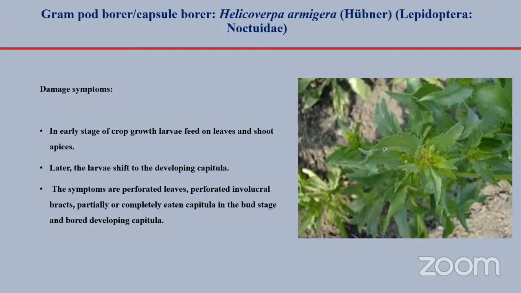So gram pod borer has the same character, but here the extra is that they will affect the perforated involucral bract. That is the green portion that you can see under the flowers or the head. And these capitula will be partially or completely eaten in the bud stage by these pests. And you can also see that the capitula will be bored. So it will affect the leaves, shoot apices, and also the capitula.